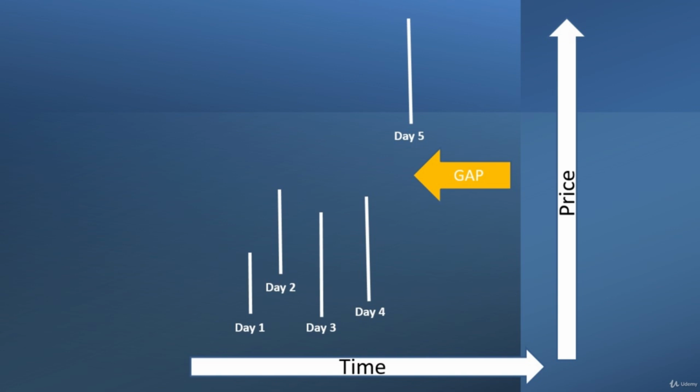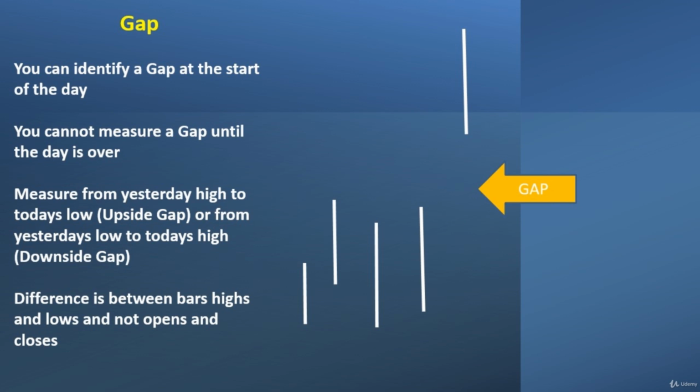So there's no overlap between them. And that would be a gap situation. Now, you can identify a gap at the start of a day because by nature, for a gap to occur, the opening is going to have to occur somewhere in a void, somewhere above the trading range of the day before. So you can say, oh, something's going on here by the opening. You need a gap at the opening for sure. But you cannot measure a gap until the day is over because it could open as a gap.